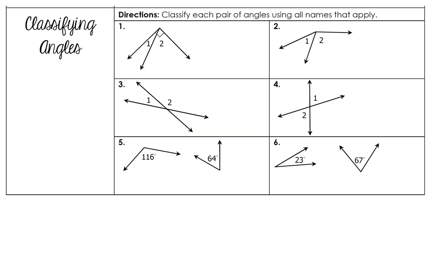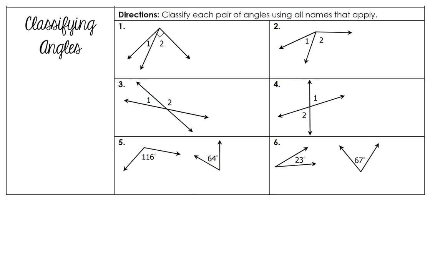Alright, so let's see if you can name these pairs of angles. So I want you to use all of the words that might apply here, right? So are they a pair of right angles? Are they a pair of complementary angles? Are they a pair of supplementary angles? Are they a pair of vertical angles? Are they a pair of adjacent angles? So go ahead and pause the video and give it a try.